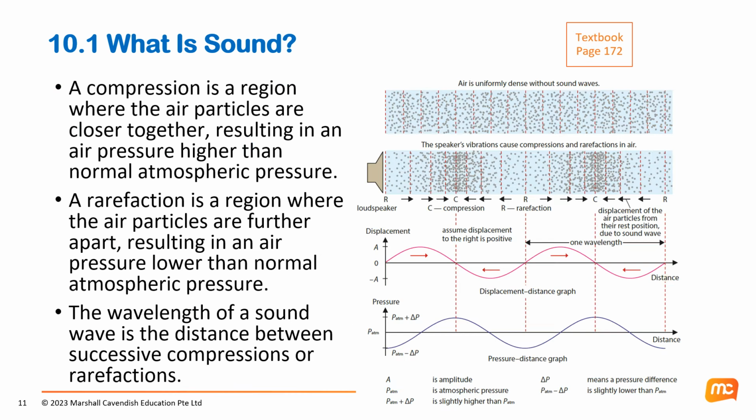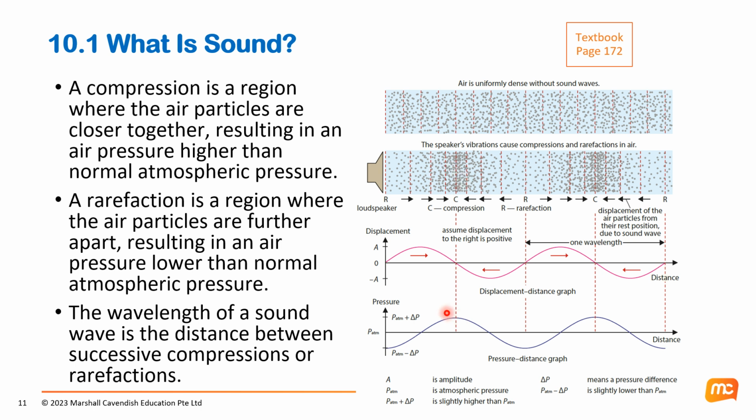As you can see over here, normally air is uniformly dense. That means that there is an equal number of particles per unit volume on average. However, once the speaker starts vibrating, it will start to push or pull, and that will result in compressions, as you can see over here, where a lot of particles are together, as well as rarefactions, where the particles are far apart. In a compression, because the particles are very close together, the pressure is actually higher.